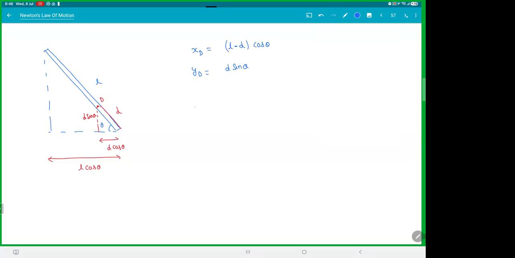But if you do x by (L minus d) whole square plus y by d whole square, this would be cos square theta plus sine square theta, which is equal to 1. This is x square by (L minus d) whole square plus y square by d square is equal to 1. This is an equation of an ellipse.